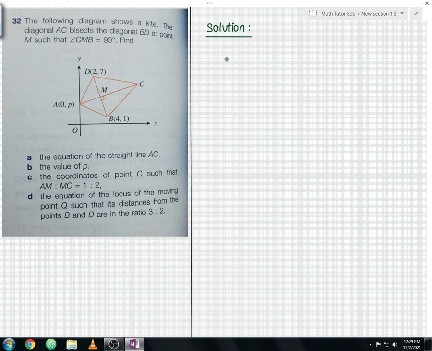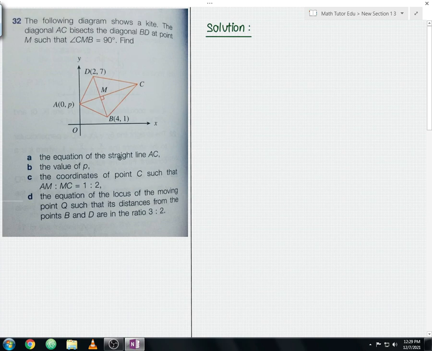Okay, let me read the question now. The following diagram shows a kite. The diagonal AC bisects the diagonal BD at a point M such that angle CMB is equal to 90 degrees. As you can see here, this is the angle CMB.